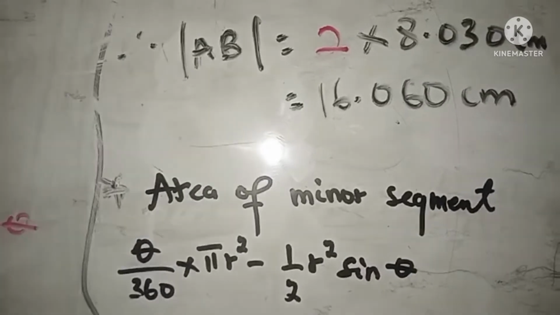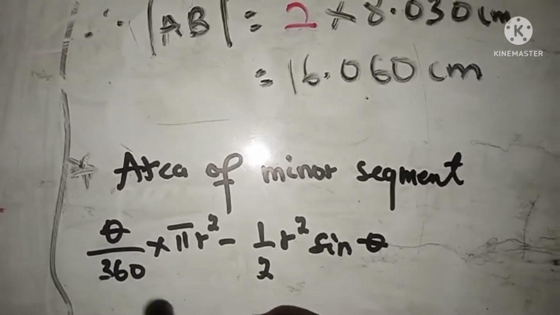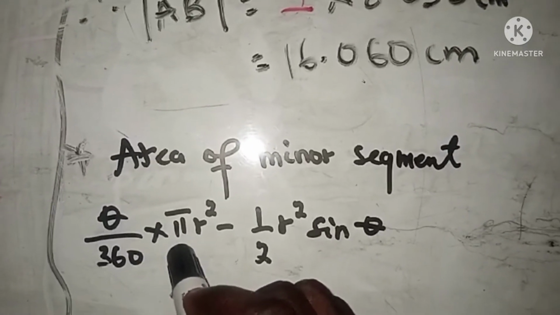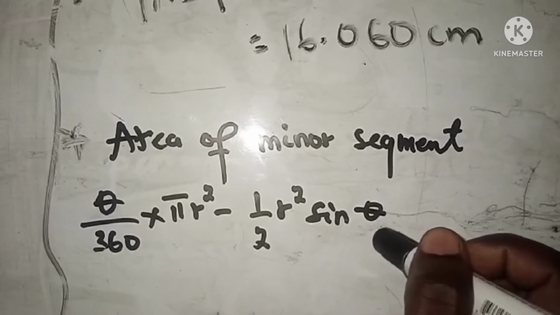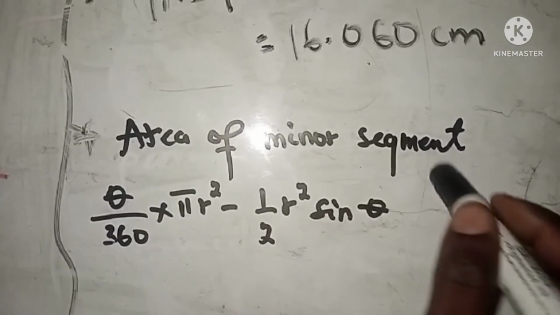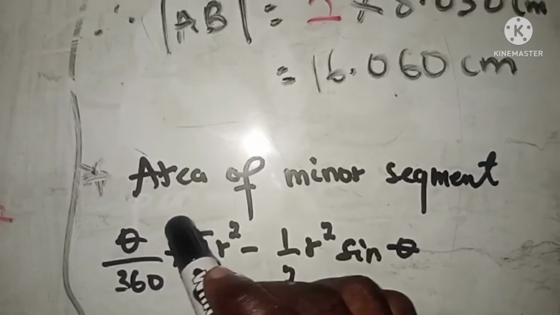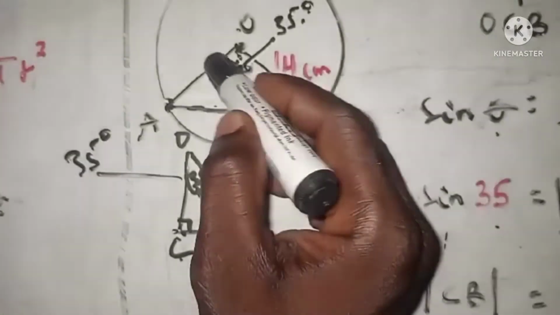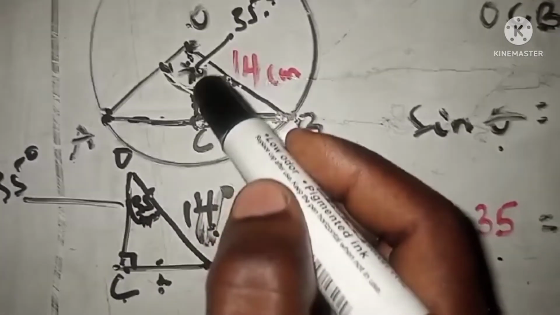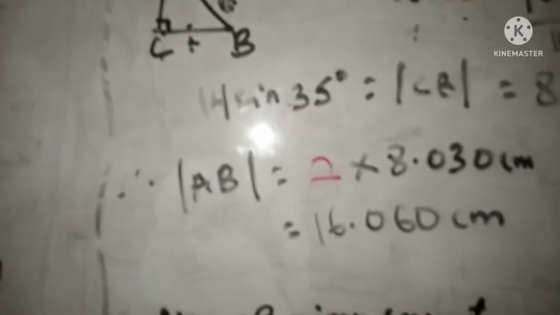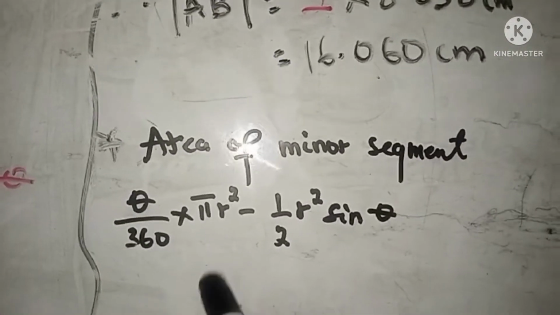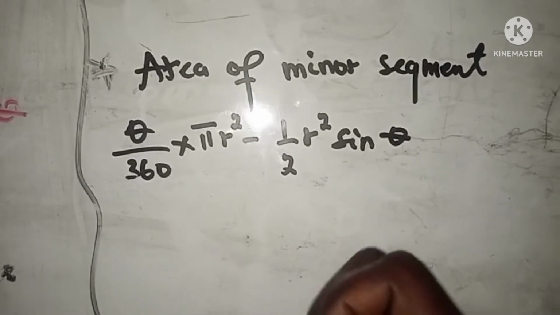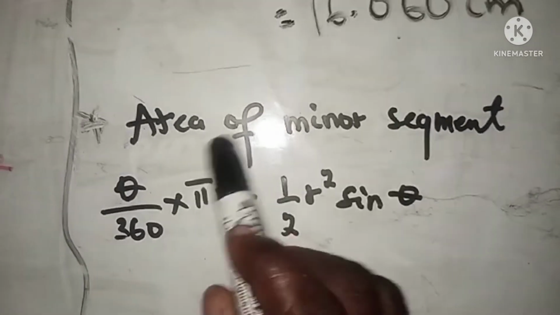The way of using this is that you have to make sure all the variables are available. You should know theta, pi, r, and sine theta. If you know these, you can easily solve this. So where can we find theta? According to the question, theta was 70, the whole angle here. So theta is 70, pi is 22 over 7, and r here is 14. You just need to plug them in, right? How easy this topic is once you know what to use.